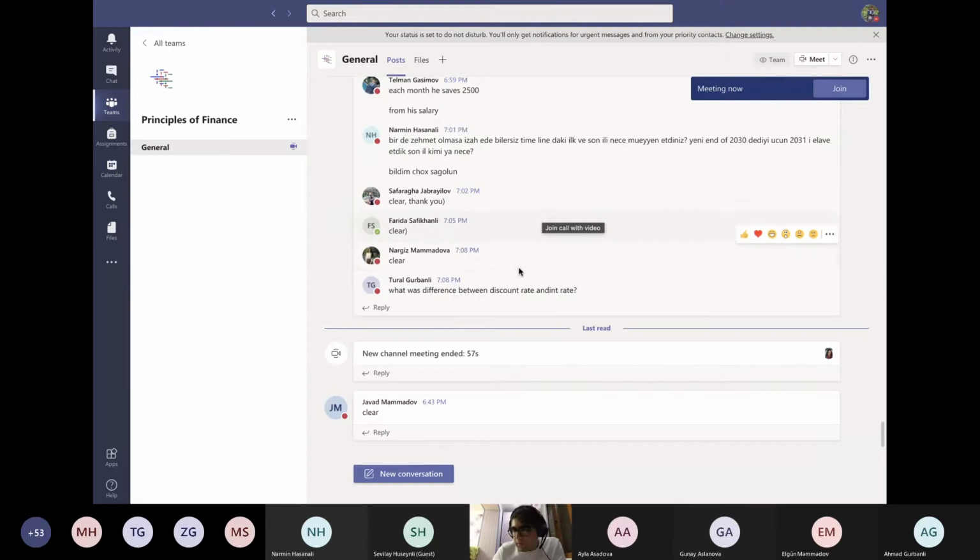Clear. What was the difference between discount rate and interest rate?